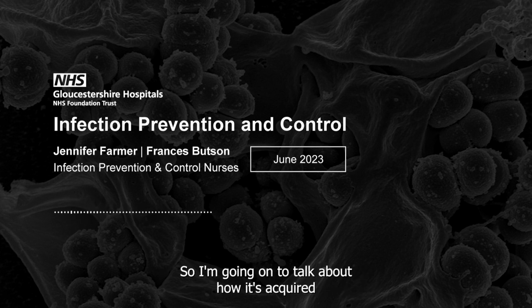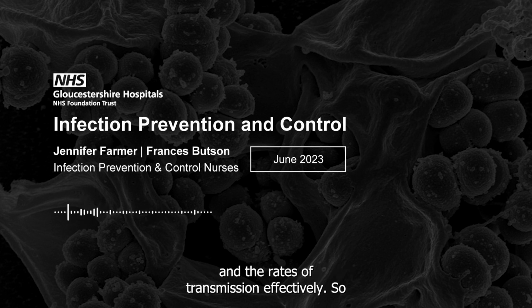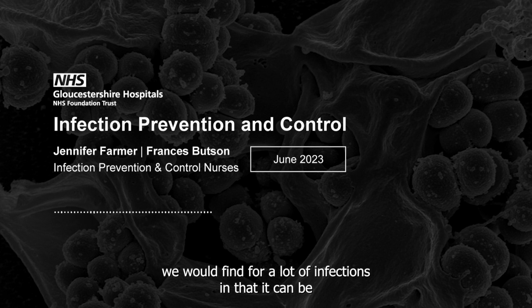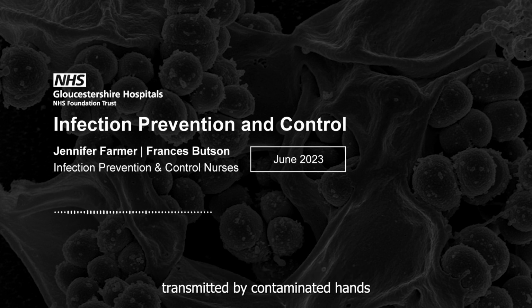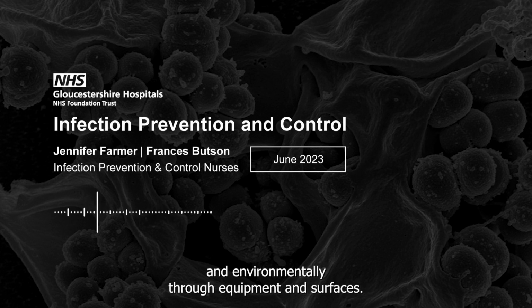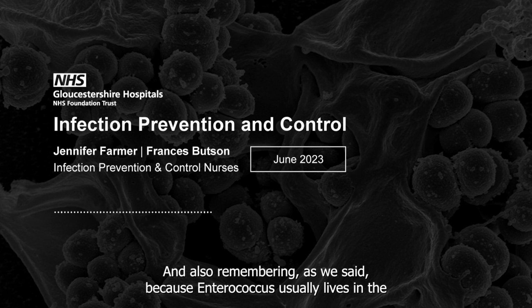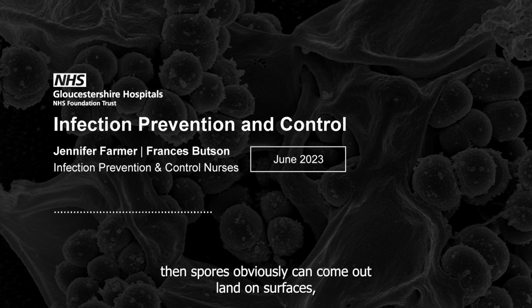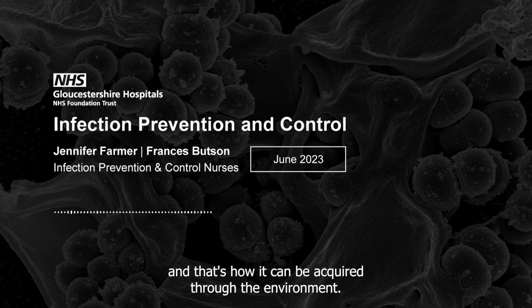So we're going on to talk about how it's acquired and the routes of transmission. It's acquired through the main routes we would find for a lot of infections, in that it can be transmitted by contaminated hands, environmentally through equipment and surfaces, and also remembering, as we said, because Enterococcus usually lives in the guts, that if a patient has diarrhea, then spores can come out, land on surfaces, and that's how it can be acquired through the environment.